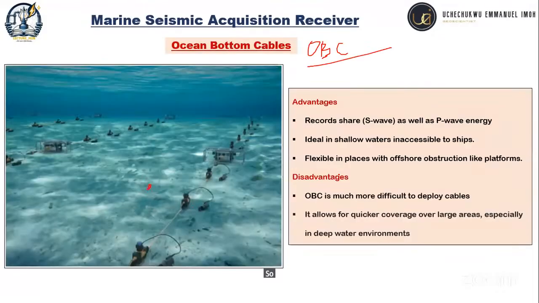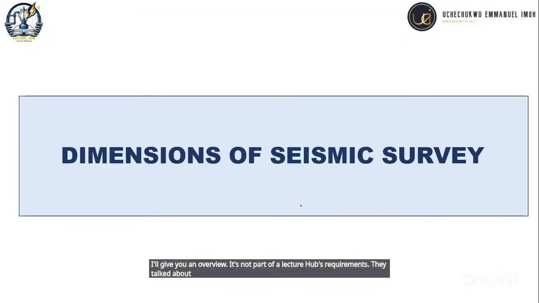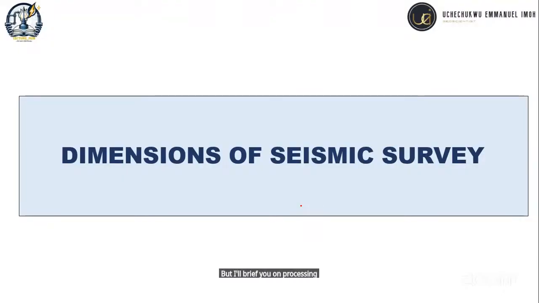So that is it, and a recap of what we've done. I want to talk about the dimensions of the seismic survey, which is where we'll end our discussion on seismic acquisition. And then next time I will take you through processing. I'll give you an overview. It's not part of Lecture Hub's requirements. They talked about acquisition and interpretation, but I'll brief you on processing before we go into interpretation.